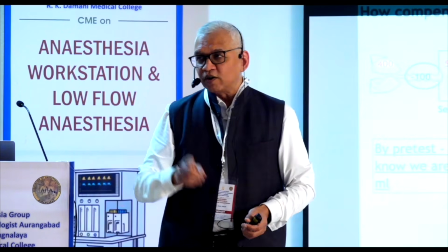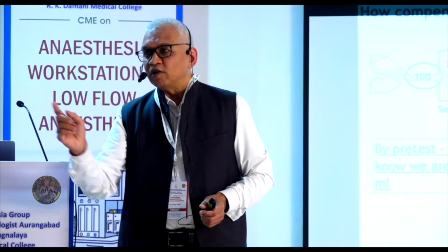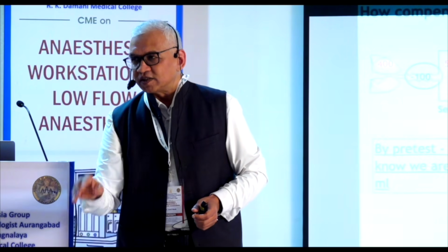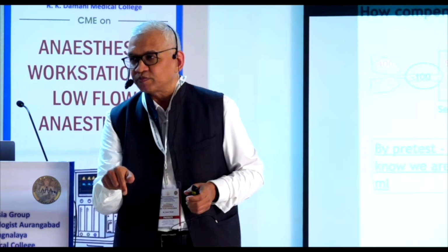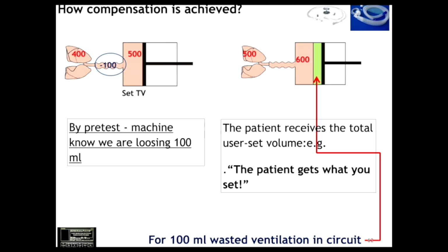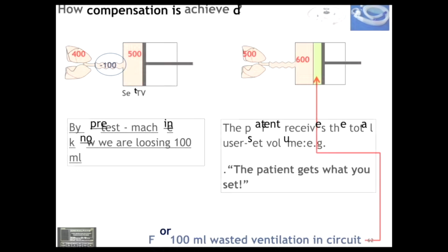If it goes more than 200 ml, it will not allow you to accept it. It will say, do you want to recheck? The reason is that it cannot compensate. Within 200 ml, the machine can compensate, so it will still deliver the same tidal volume. The compensation technology would look like this, where it will deliver slightly extra because the machine is aware of what the leak is and what the compliance is.